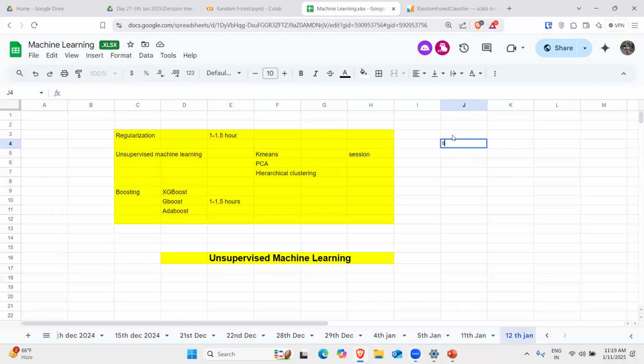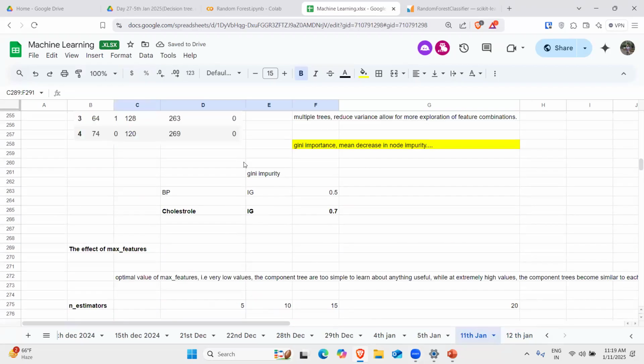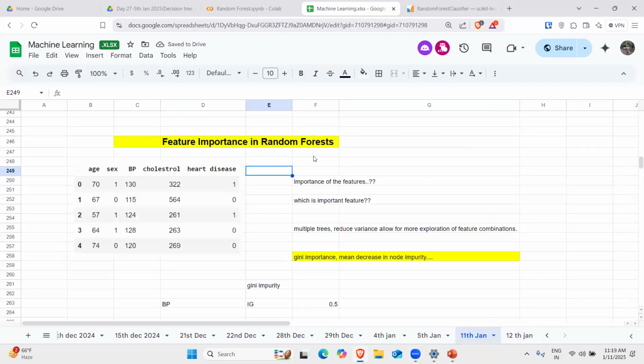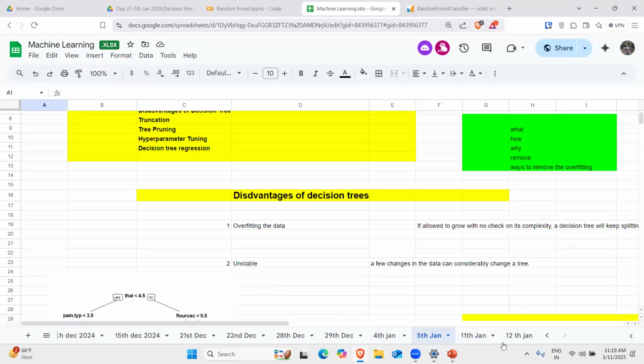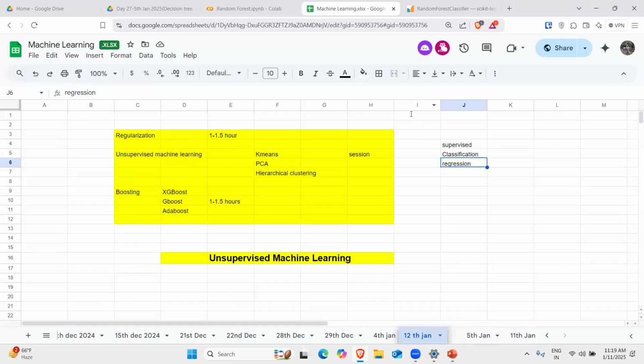In supervised, you have classification as well as regression. So random forest can also be used for regression, right? It's not only for classification. Decision trees can also be used for regression, right? So we were not actually dealing only with classification. We were dealing with the supervised machine learning approach.